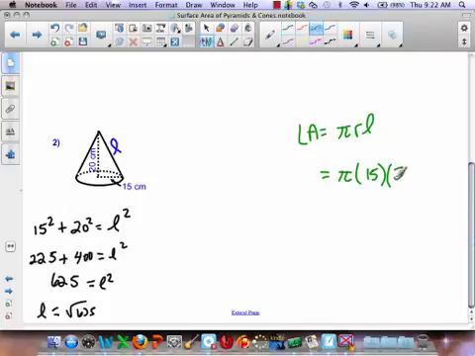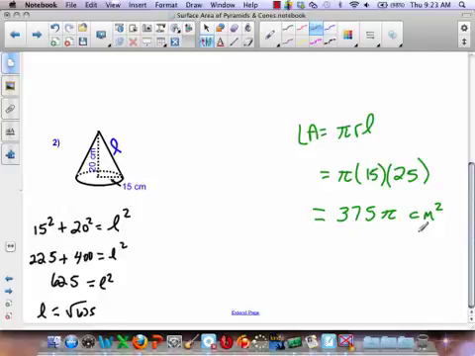Now, I'm going to take a moment. Well, we'll come back to that. All right, now all I do is multiply 15 by 25. That's 375 pi, and my units are centimeters squared.